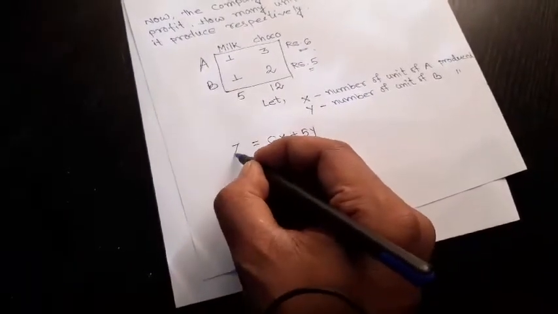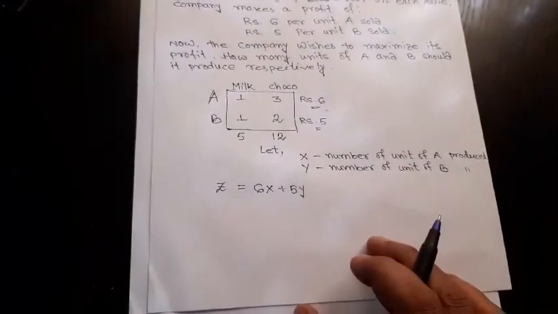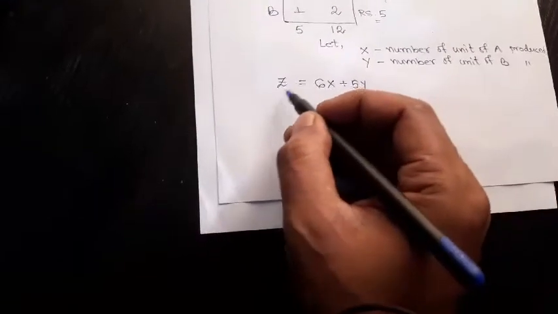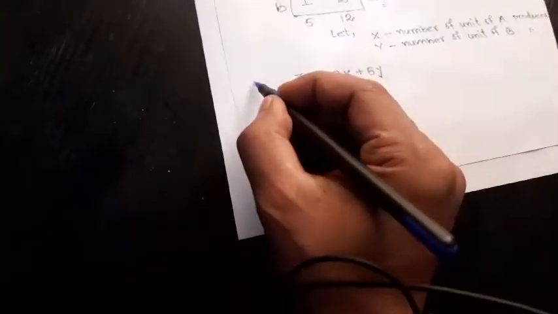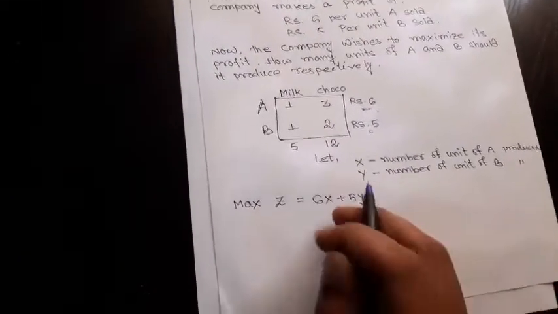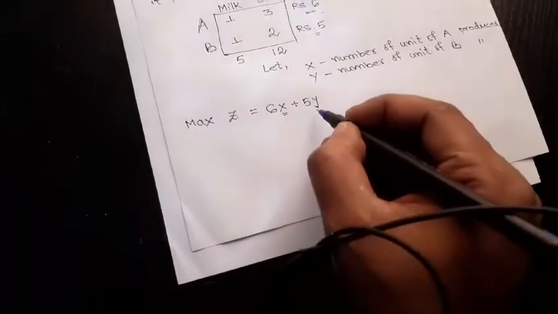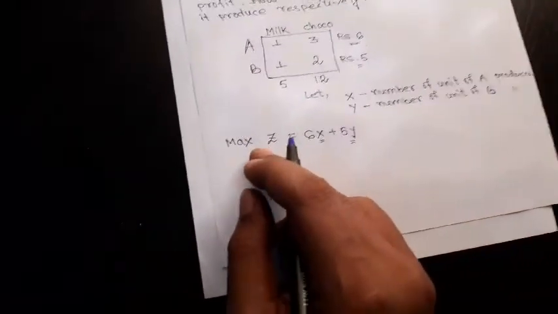This is our profit, which we can represent as Z. Z is equal to 6x plus 5y. Now the company wishes to maximize its profits, meaning the company wants to maximize this particular Z. So we can write this as max Z is equal to 6x plus 5y. Now how are we going to maximize this particular Z? If we increase the value of x or if we increase the value of y, then Z will increase.